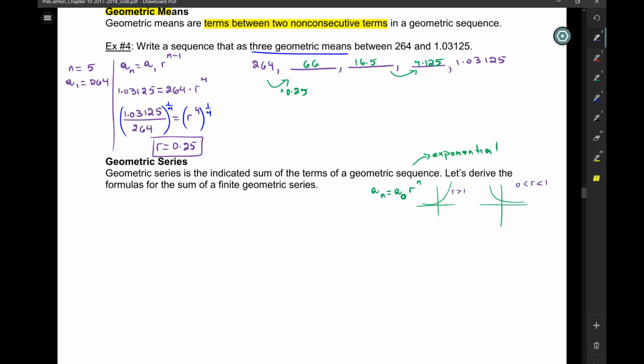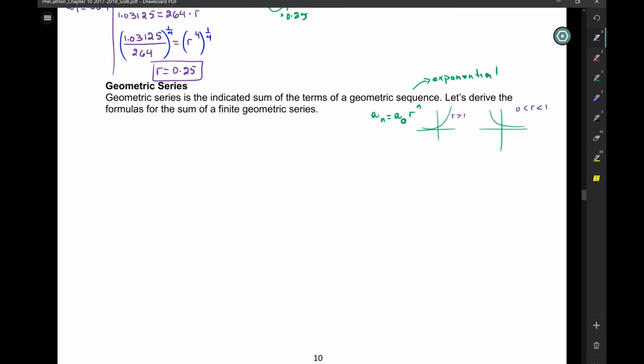The reason I bring this up is that geometric series get very big very fast. When you add a series, the sum of the series could get very, very big. Or if it's approaching 0, the sum could be a very finite number, if it's less than 1. Well, it's the absolute value of it.